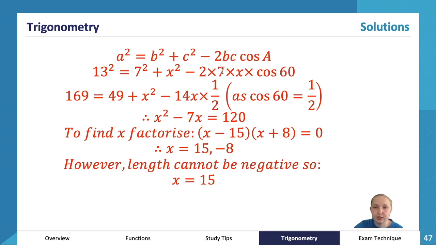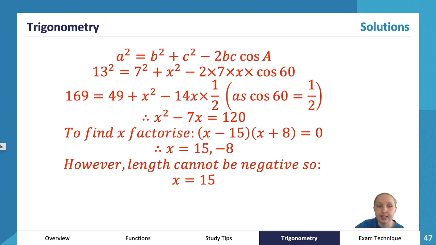Okay, so then you get 2 times 7 times the x gives you the 14x times the half. So then once you've done that, if you subtract that 49 across, and then multiply the 14x by the half, you'll get x squared minus 7x equals 120, which is the first thing that they've asked you to find.